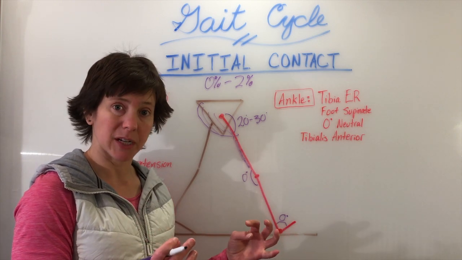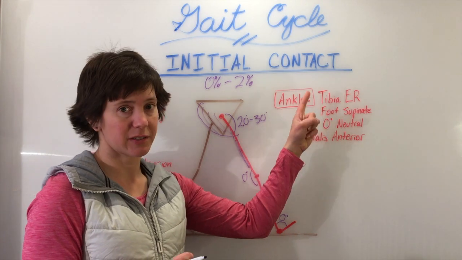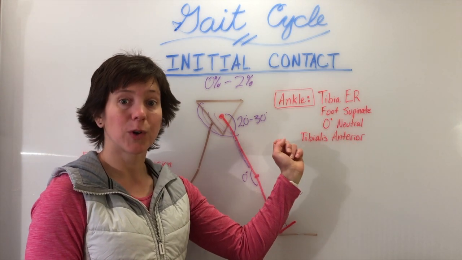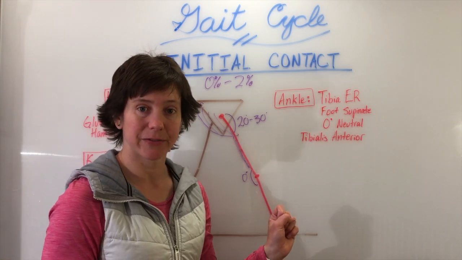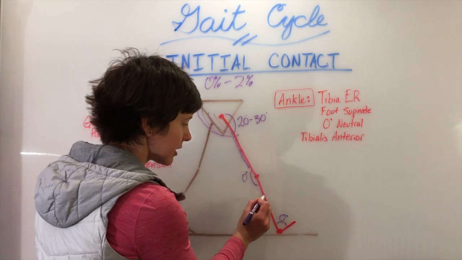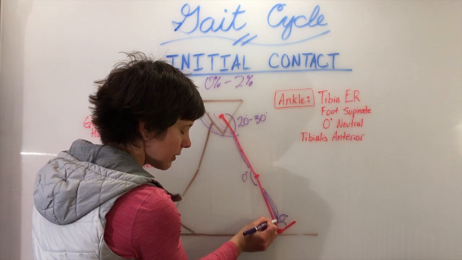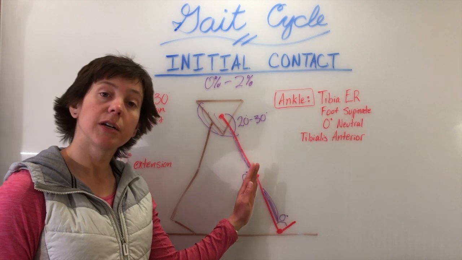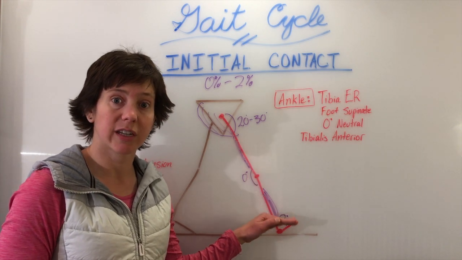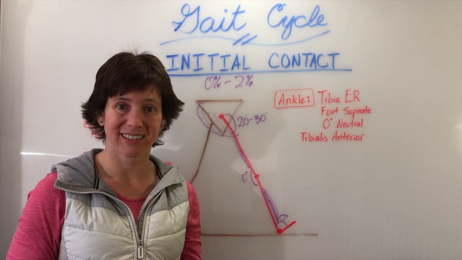Those will always be paired together. Whenever the tibia is externally rotated, the foot will be supinated. And the muscle being activated here is tibialis anterior to help slow down that deceleration of the foot about to go into the next phase, which is loading response.